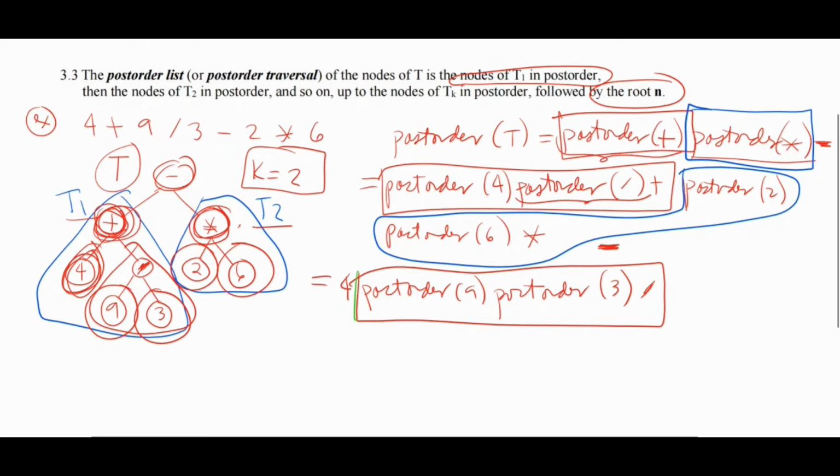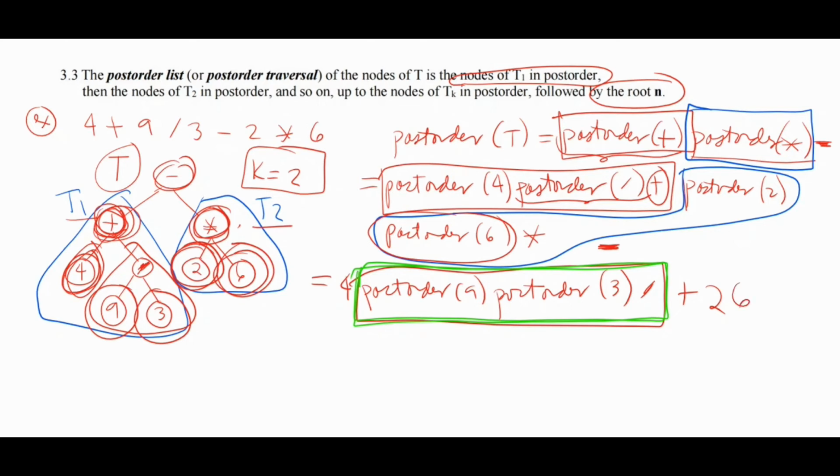So again, this is the answer for this one here, post order of division. And then we bring down plus, and then post order of 2 is a single node subtree, so it's just 2. Post order of 6 is a single node subtree, so it is 6. And then bring down multiplication, and then bring down minus.